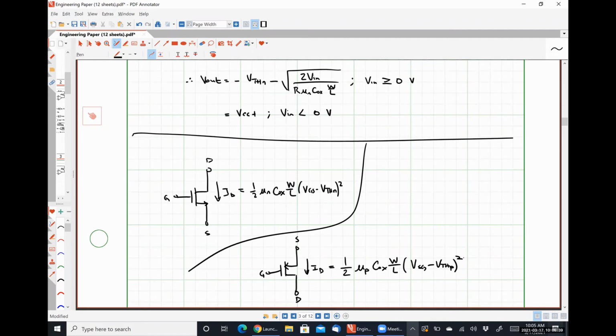VTH has a positive value. VSG will have a positive value. If you included channel length modulation, VSD would have a positive value. You no longer have to carry around and worry about a bunch of dumb negative signs that always confuse me and I forget them. So to me, this is much, much easier. This is what I'm going to be doing. Okay.